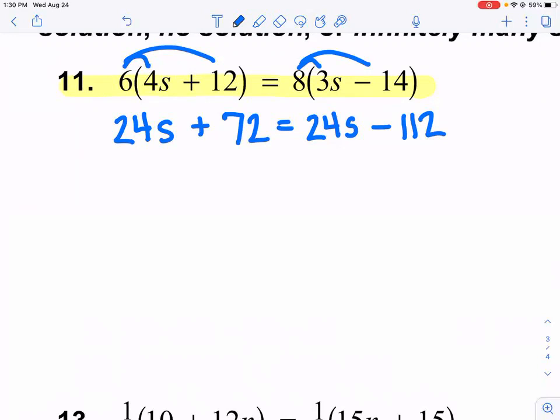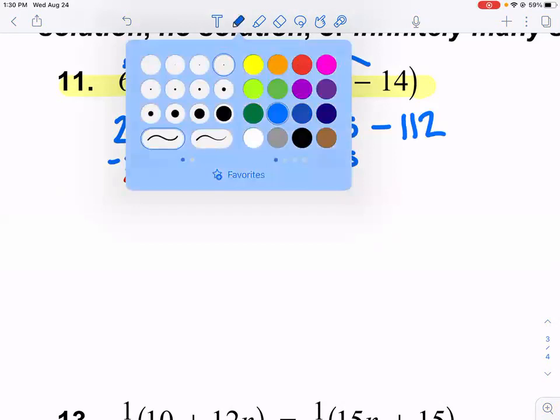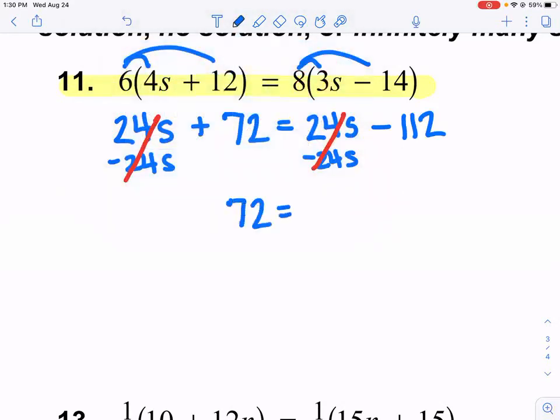Okay, so now I want to get my S's together. So I'm going to take this 24S and I'm going to subtract it to the other side. My voice is getting really tired of talking over you. I'm going to subtract 24S to both sides. The 24 S's are gone on both sides, and we get 72 equals negative 112.